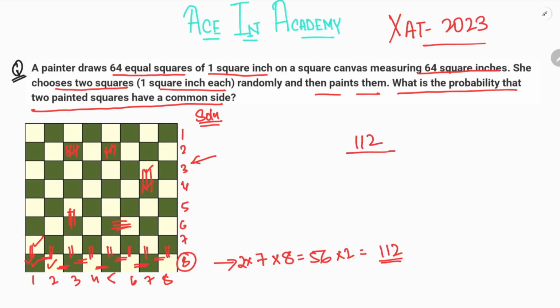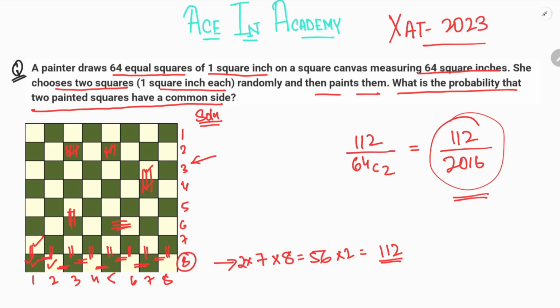Now in how many ways can I select two random squares from 64 squares? It is simply 64C2, which is 2016. So I got my final answer as 112 by 2016 as the probability of selecting the squares which have a common side.